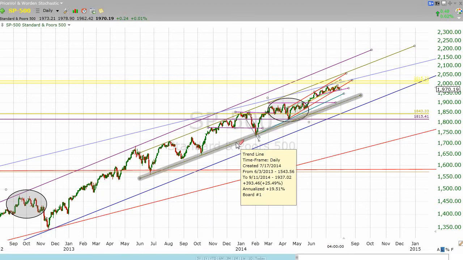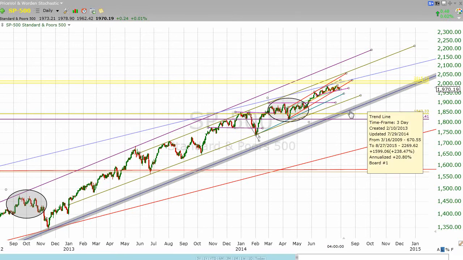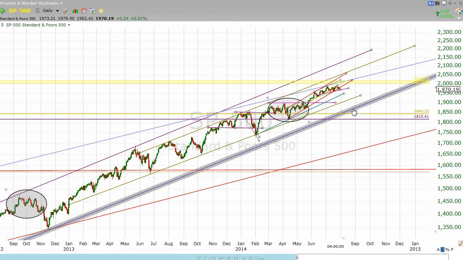At some point, this rising olive line right here could break. I would be more concerned about this one because this one has lasted for quite a while. We can even extend that back to for the entire year 2013, 2014 so far. If that one breaks, then I start thinking we need to keep an eye on this. But even then, we've got this long-term blue trend line that could give us support.